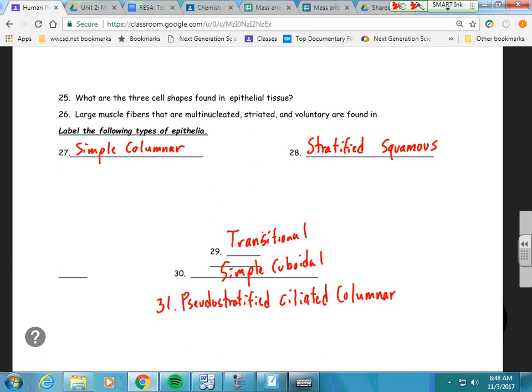All right. So then we have the last one, 32, which is showing one layer of flattened cells. So one layer would be simple, and flattened cells would be squamous. So easy for filtration to happen there, just moving across one layer of flattened cells, diffusion of gases.